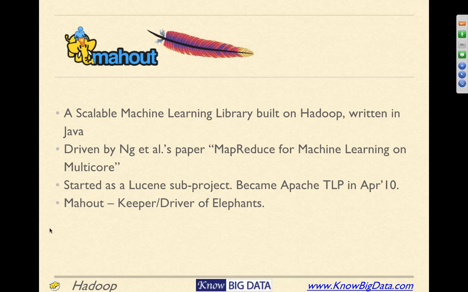Now, Mahout is a little bit older system, but it still is very useful. It has got a good library of algorithms for machine learning. It is mostly designed after a paper by Ng et al., and the paper was MapReduce for Machine Learning on Multicore. It started as a Lucene sub project but became a top level project in 2010.